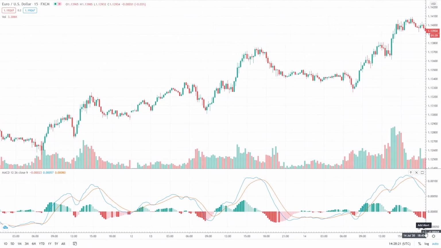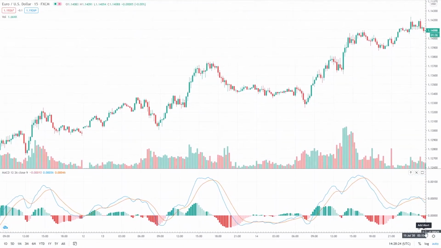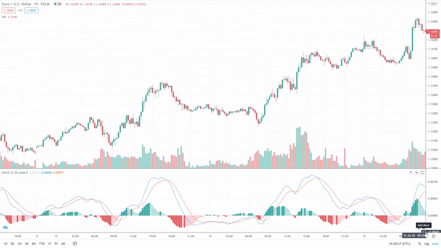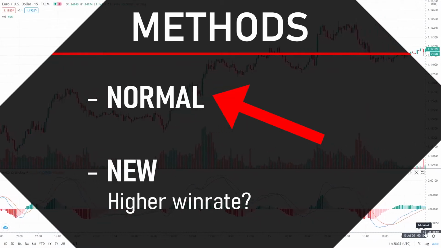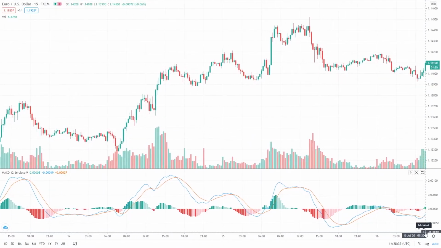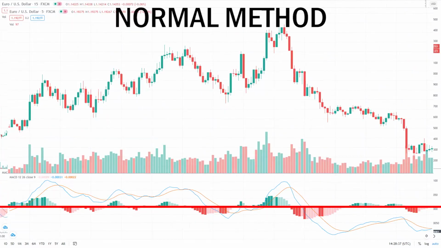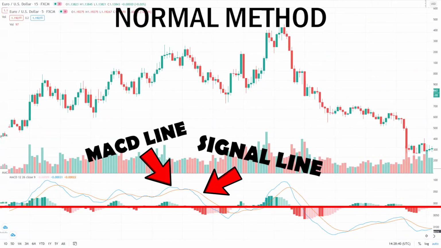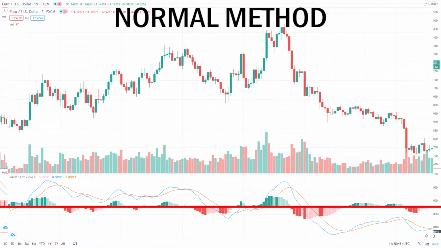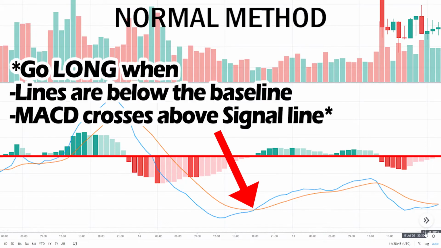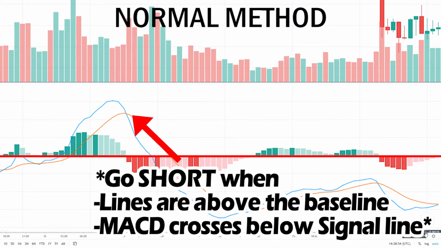So now that you know the parts of the MACD, I'm going to explain how you use the MACD. Like I said at the start of the video, there are two methods that I'm going to backtest. The first method is called the normal method. This is simply how most people use the MACD indicator. So, quick summary: there are two lines. They can be either above or below the baseline. If the two lines are below the baseline and the MACD line crosses above the signal line, you go long. And if the two lines are above the baseline and it crosses below the signal line, you go short.